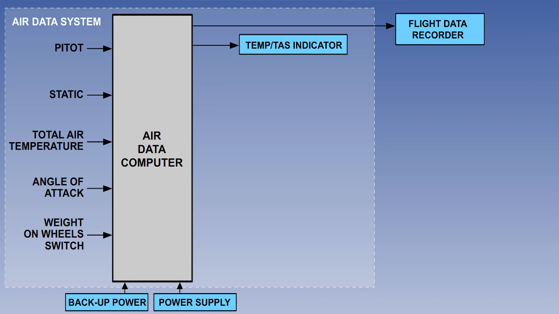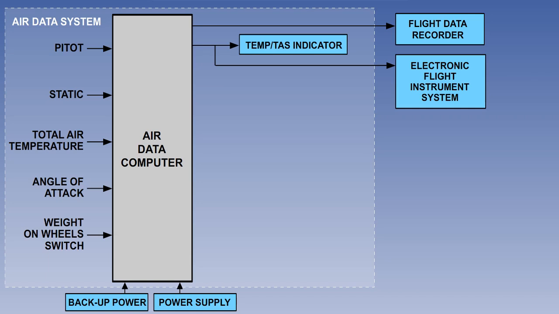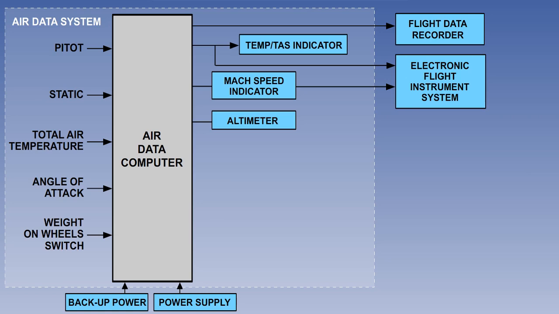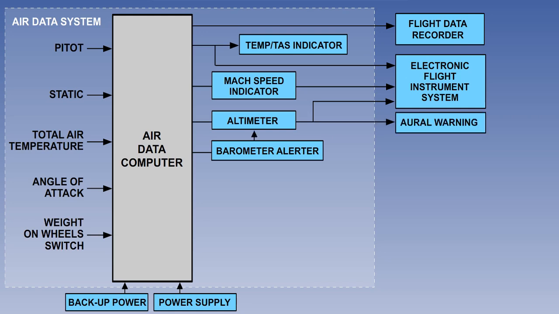Temperature and true airspeed outputs go to direct reading indicators, and also for display on the EFIS. Similarly, Mach number and IAS, or, more probably, CAS, go to direct reading indicators. And these speeds, and also the bugged speed, go for display on the EFIS. Altitude is passed to the altimeter display, and also the barometer alerter, where bugged altitude can be set. The altitude is also displayed on the EFIS.